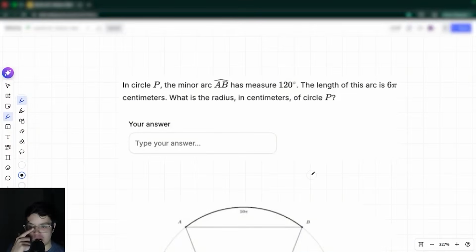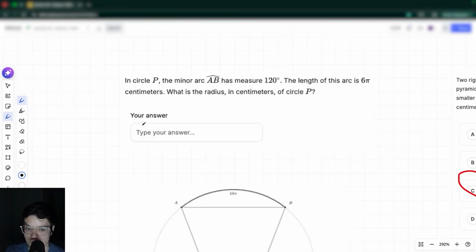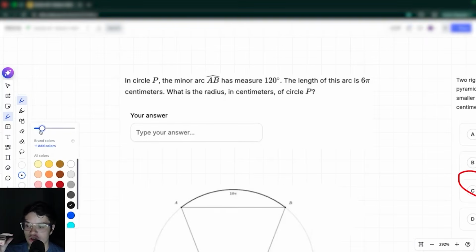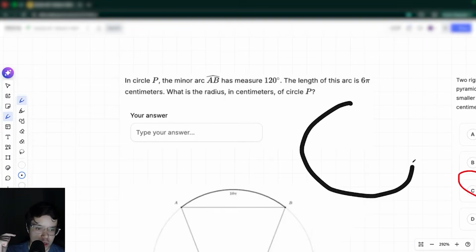A couple of the problems I didn't have in the original recording. First, this one. In circle P, the minor arc AB has measure 120. The length of this arc is 6 pi centimeters. What is the radius of circle P? So a few different things we have to do here. First, let's just draw what we're given here.